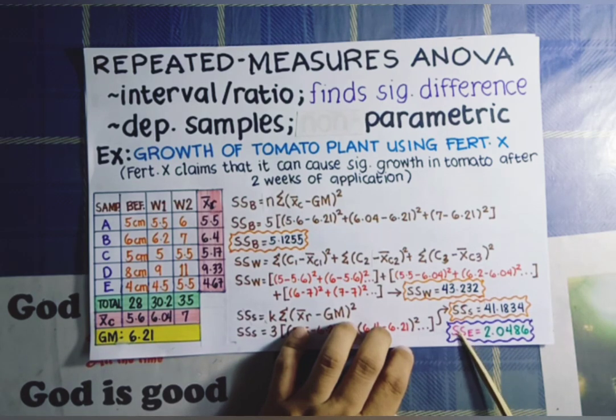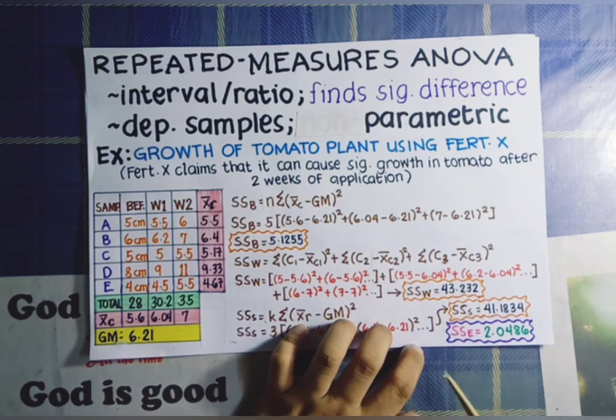Because this one is very important for us to be able to compute our F or ANOVA value. SSE is just the difference of our SSW and SSS. So that's 43.232 minus 41.1834, and that's 2.0486. That is now our SSE, or the sum of squares for error.